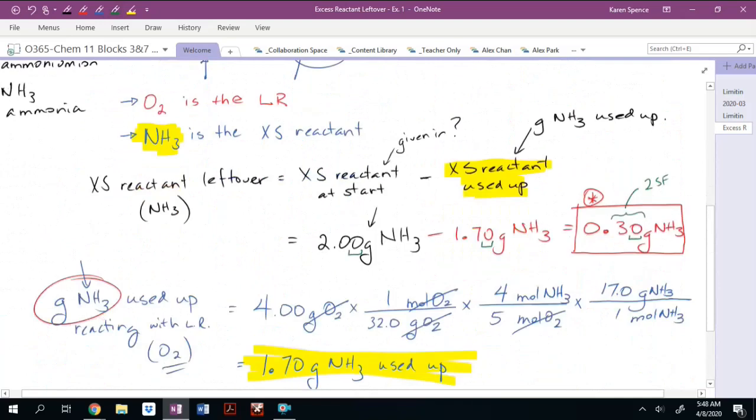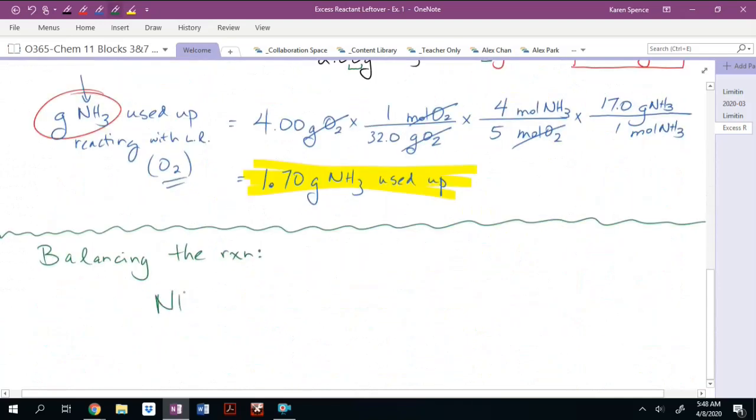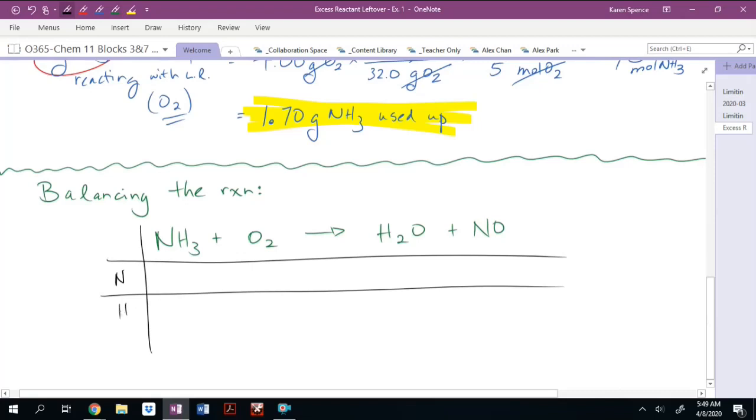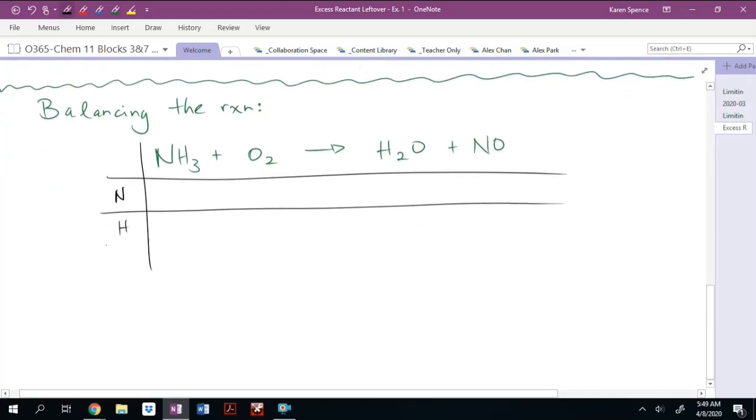So we had NH3 plus O2 goes to H2O plus NO. Okay. So we have 3 elements to balance. We have nitrogen, we have hydrogen, and we have oxygen. And I'm going to leave oxygen till last because I see it's on its own.